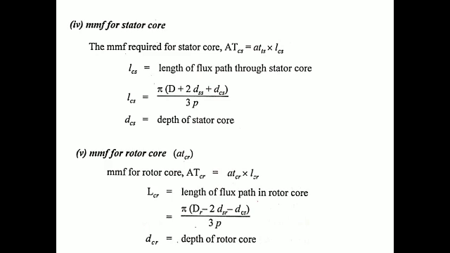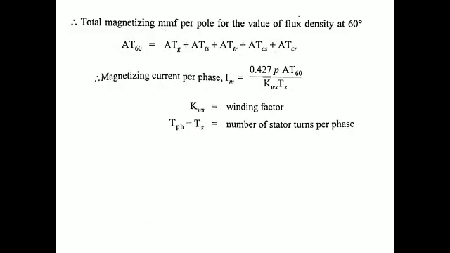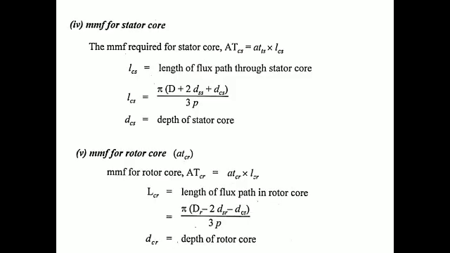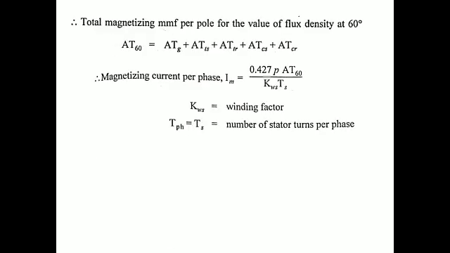This is nothing but the simple one. To calculate the magnetizing current, we need to calculate the 5 mmf values. This is the total mmf produced by the flux at 60 degree, that is AT60. It is calculated from the 5 values of mmf.